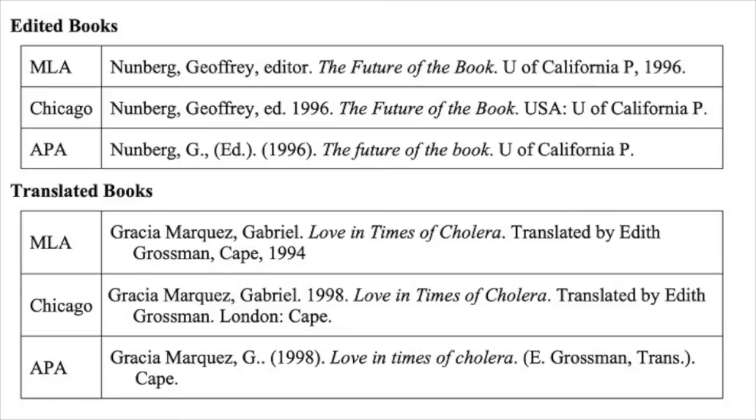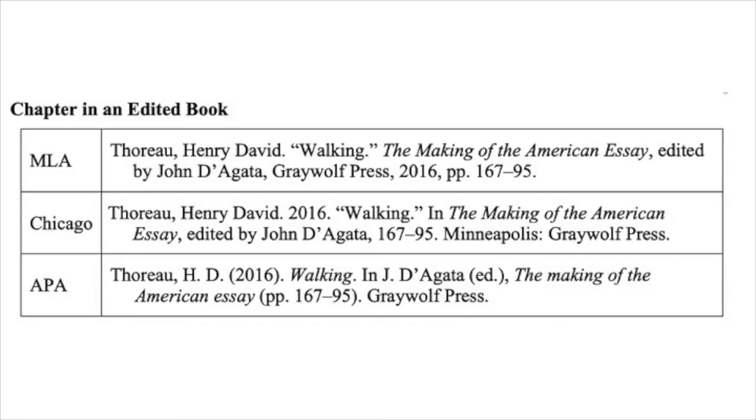This is an example of an edited book. Then the second one is an example of a translated book. Then coming to a chapter in an edited book. If you are quoting from, or paraphrasing or taking information from a chapter of an edited book, how do we include this? In the case of MLA, APA and Chicago, first we write the name of the author of that particular chapter, then the title of the chapter, not the title of the book. After that, we include the title of the book, then the name of the editor, then the publication information and page numbers, from which pages we have taken the information.